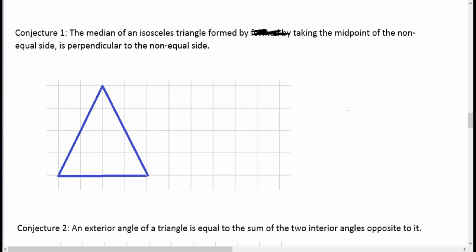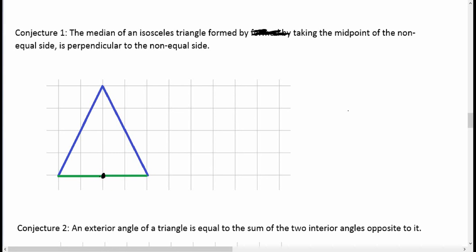Okay, so the median of an isosceles triangle formed by taking the midpoint of the non-equal side. I made it so the side on the left is equal to the side on the right, and the one on the bottom is not equal. So that bottom one is the non-equal side in the question. The midpoint of the non-equal side is very easy to see here on the grid because it's a length of 4 and we're right in the middle.